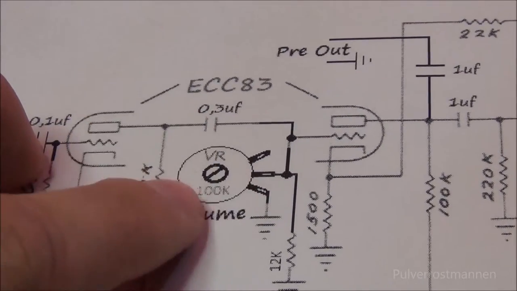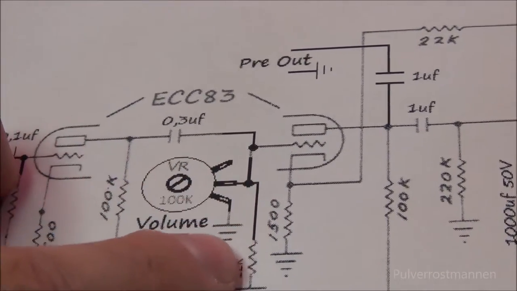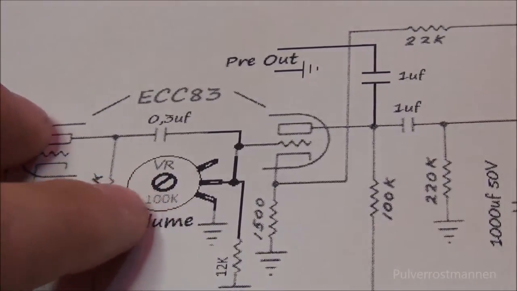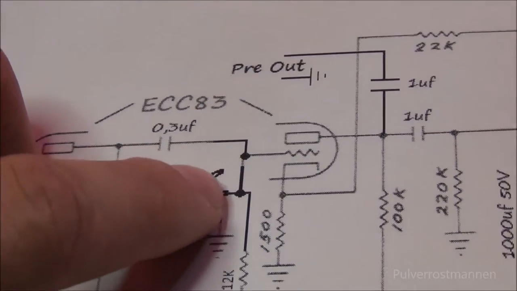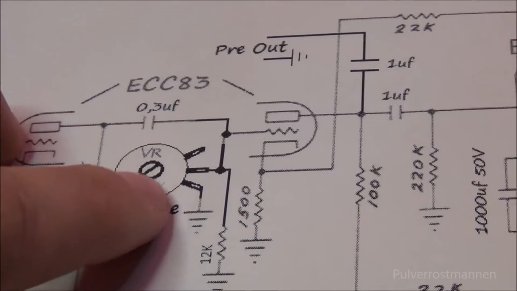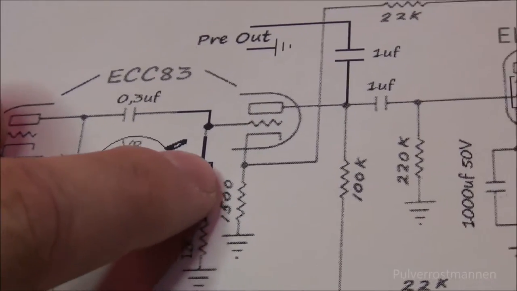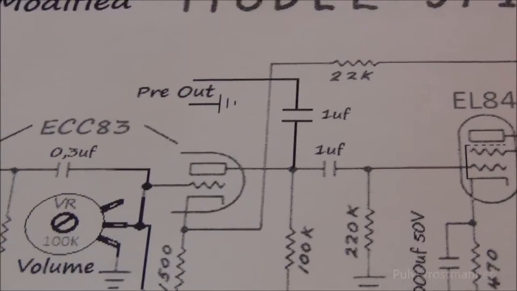So this is just grounding some of the signal, and if you go straight down to zero, the volume is on zero and no sound comes through. But if you turn it up to the maximum, the value would be too high, so this 12k resistor will keep it in control, so the sound will not get distorted or bad in any way.